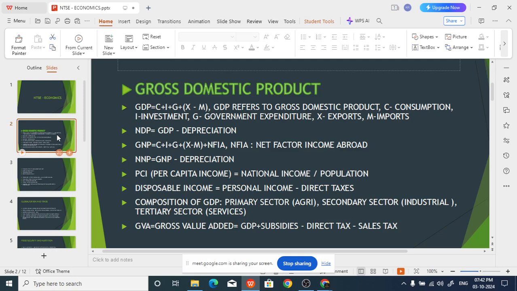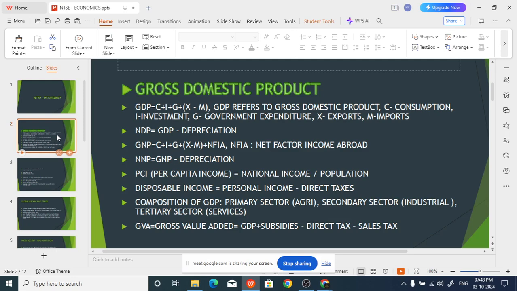So in the GDP, what sectors are included? One is the primary sector, that is the agricultural sector. Another one is the secondary sector, that is industries. Third is the tertiary sector, that is services. In the GDP, all three are included. Gross value added is equal to GDP plus subsidies minus taxes. I think the last one you leave it, that will be confusing. So now one of you can read all the lines from the title.